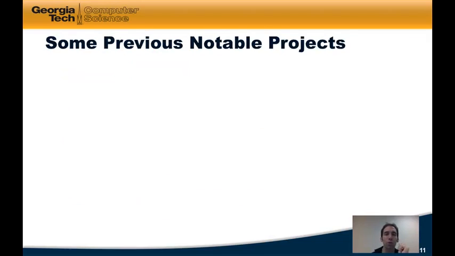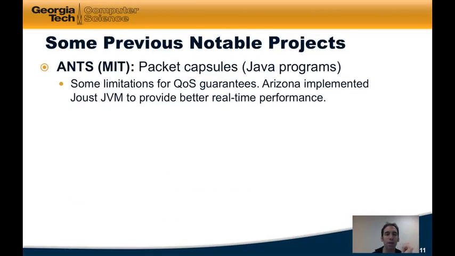So some previous notable projects in active networks. One was the ANTS project, which we just referred to, and that actually took the packet capsule approach, where Java programs would actually be carried with these packets. Naturally, this introduced some limitations for guaranteeing quality of service, and in response to that, the University of Arizona had implemented something called the JOUST JVM, which provided better real-time performance for active network scenarios.